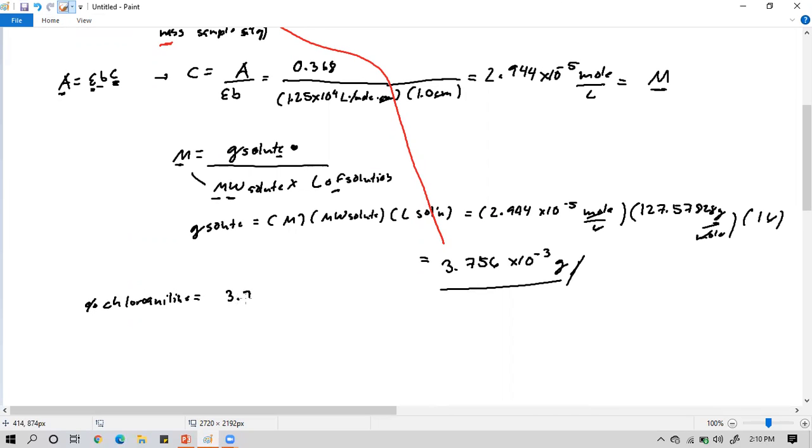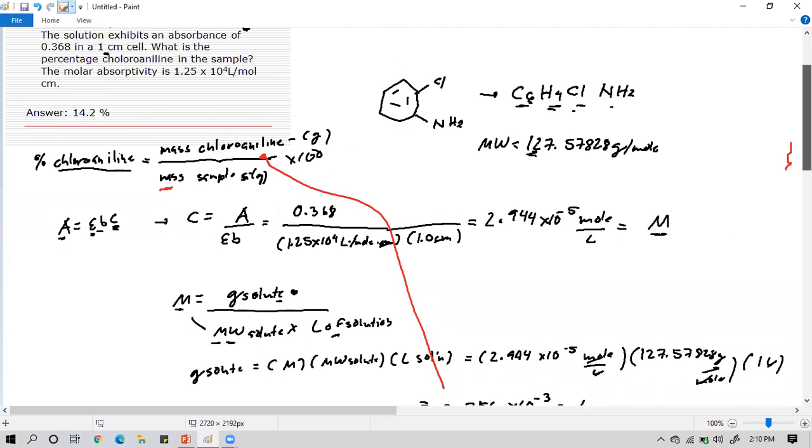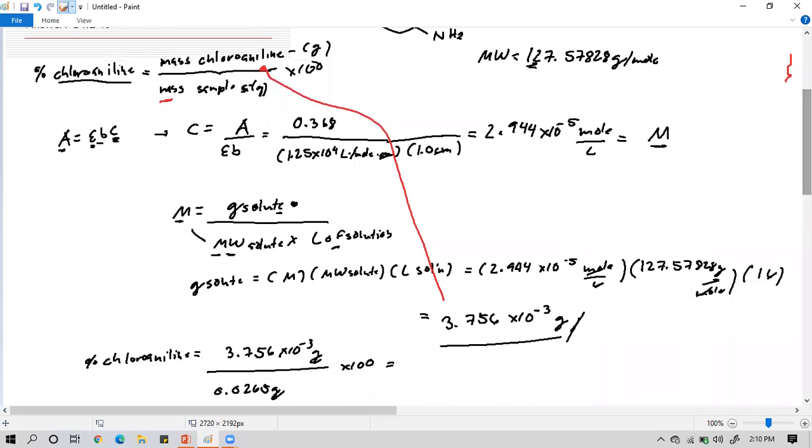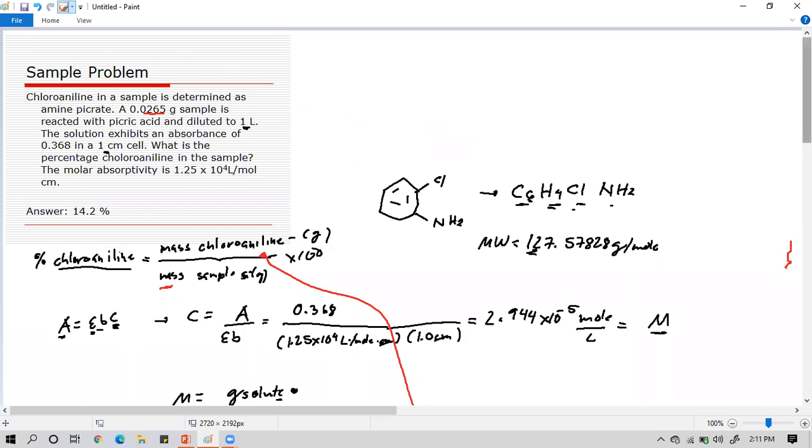equals 3.756 times 10 raised to negative 3 grams all over 0.0265 grams times 100. Okay, ma-cancel yung grams. And ang value natin is 14.17%. Kapag ni-round off natin, siya ay 14.2%. Ayan. So that's it.